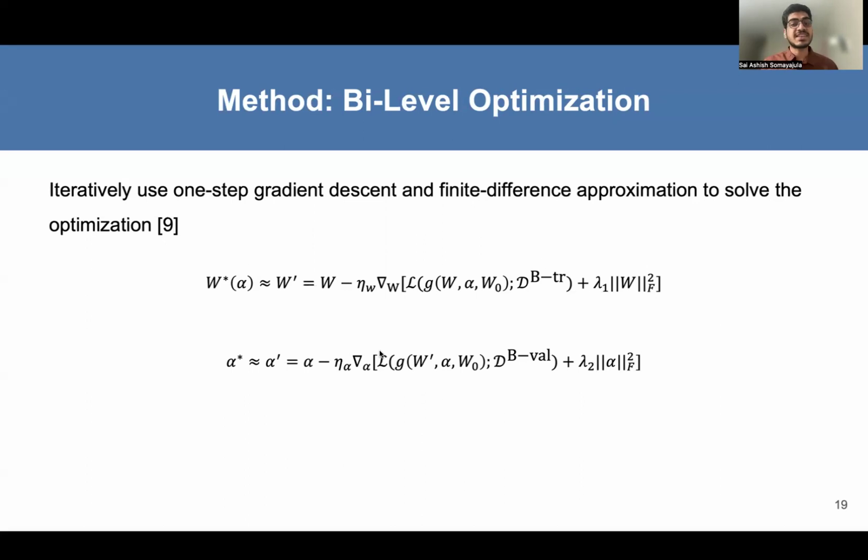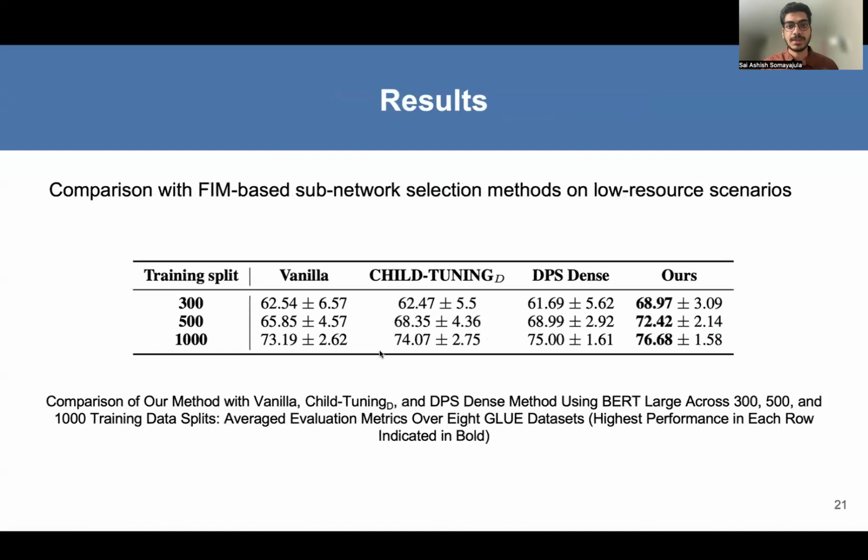We next perform various experiments to validate the efficacy of our proposed method. Let's dwell into the experimental results. First, we compare our method with previous FIM-based subnetwork selection methods, specifically Child-Tuning-D and DPS-IS, focusing on low-resource scenarios with training data splits of 300, 500, and 1000. We report the average mean and standard deviation of evaluation metrics across 8 GLUE datasets. For each dataset, the evaluation is conducted over 10 random seeds.